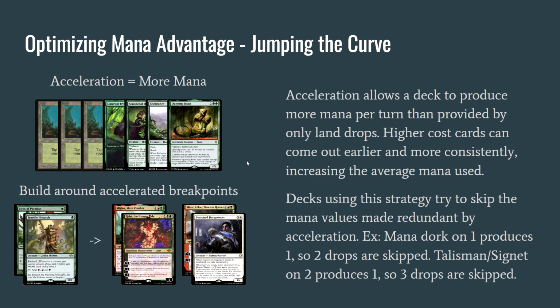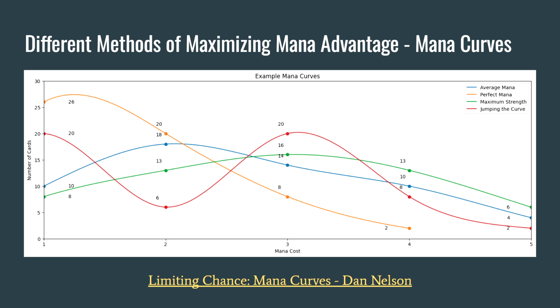So those are the four methods of optimization, and in graphical form, this is kind of what the curves look like. These concepts I got from an article called Limiting Chance Mana Curves by Dan Nelson. It's mostly focused on a limited environment, which means you don't really have a jumping-the-curve deck in limited, because usually you're not playing a ramp deck in limited.